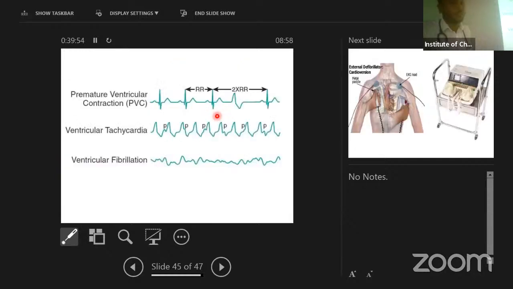This wave suggests premature ventricular contraction. Here in ventricular tachycardia, there are wide QRS complexes, and in ventricular fibrillation, there is no P wave or QRS complex.